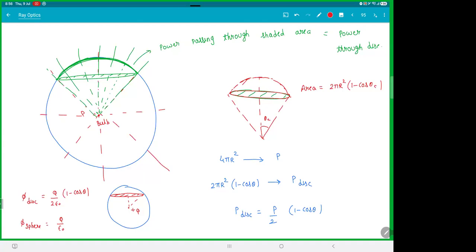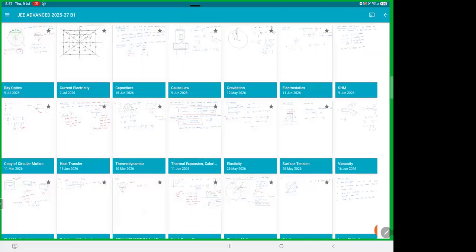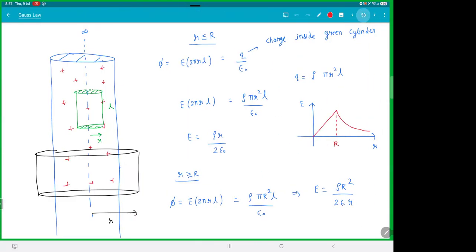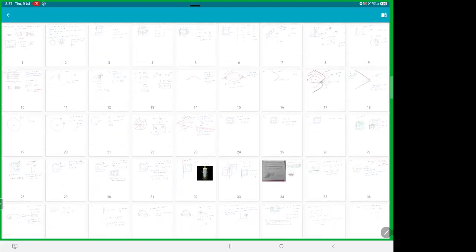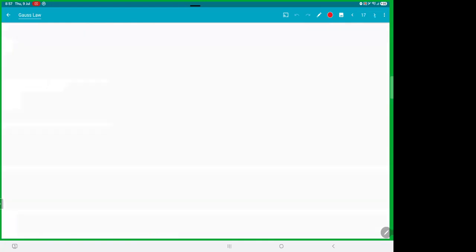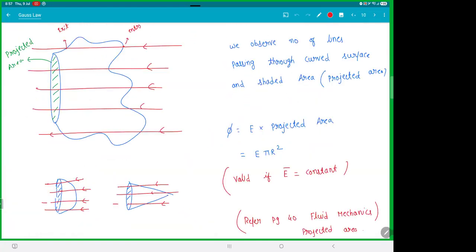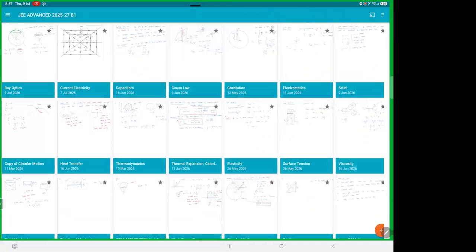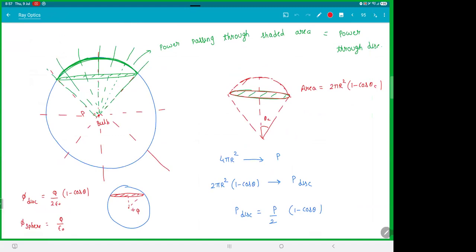Is this clear, everyone? Yeah. So in case you forgot about this, you should go back to Gauss law. This is where we did the flux passing through the disk. We did a lot of problems on that. Clear with this thing, power part? Next thing.